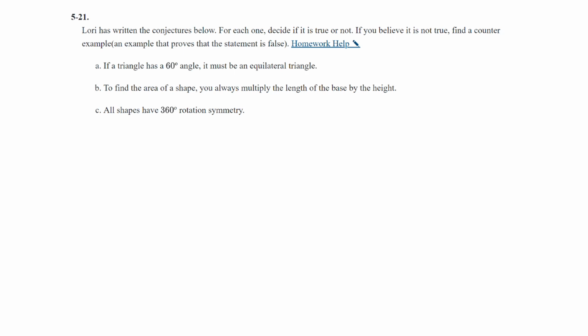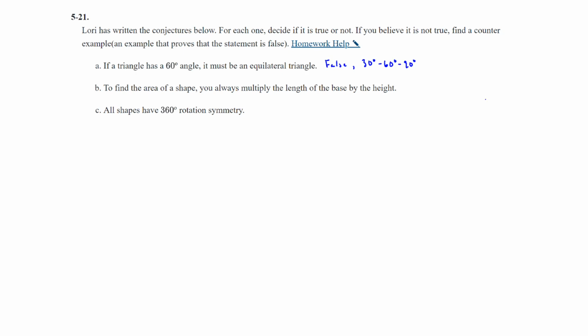So for part A, if a triangle has a 60-degree angle, it must be an equilateral triangle. And if we only know one of the angles is 60, that means the other two can add up to 120. So no, that's false. We could have a 30-degree angle, a 60-degree, and a 90-degree. That adds up to 180, and it's not equilateral. All the angles are not the same, and the side lengths are not the same.